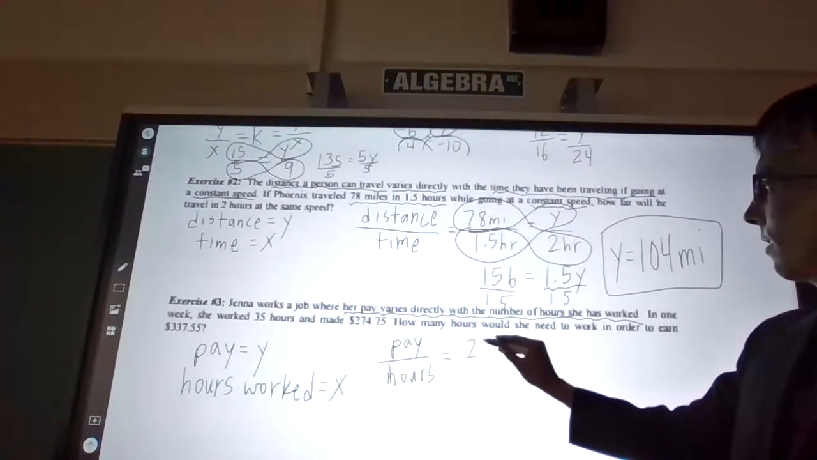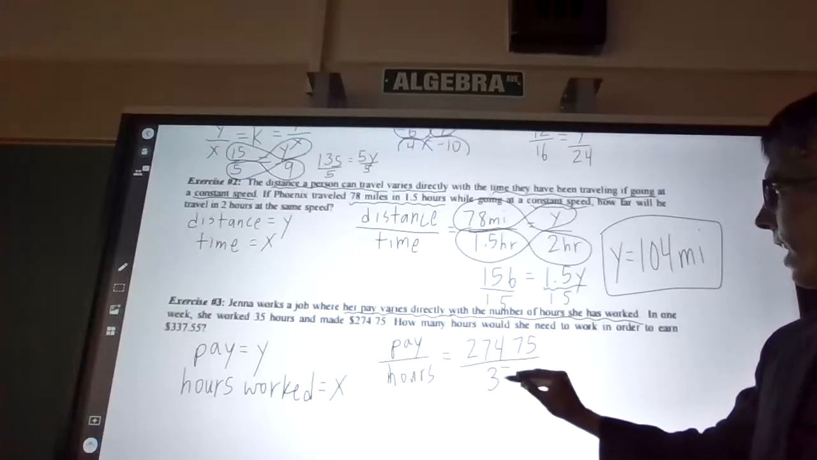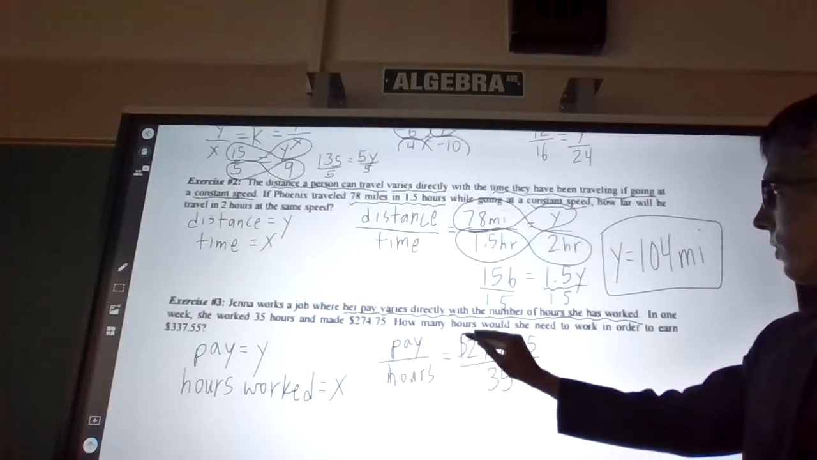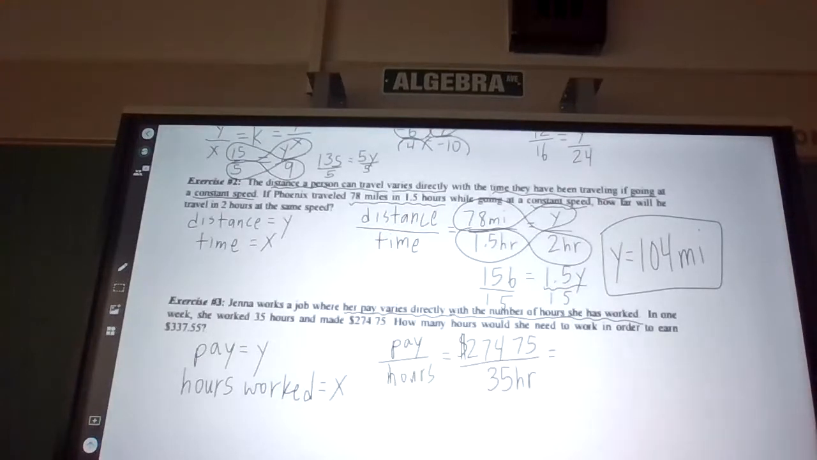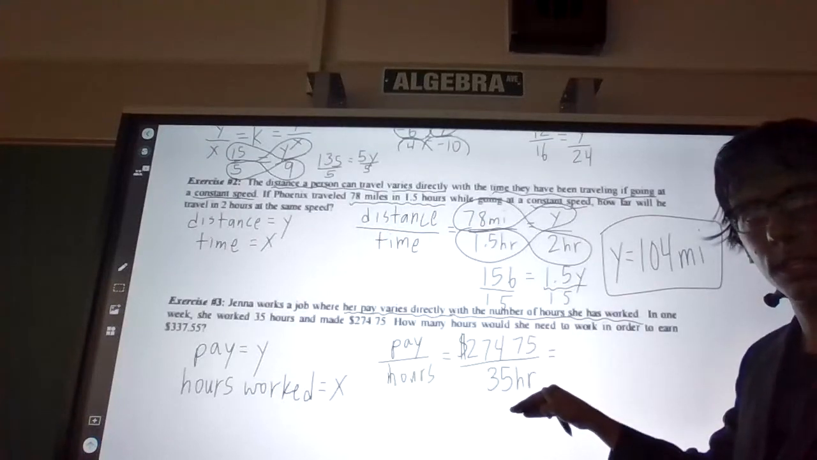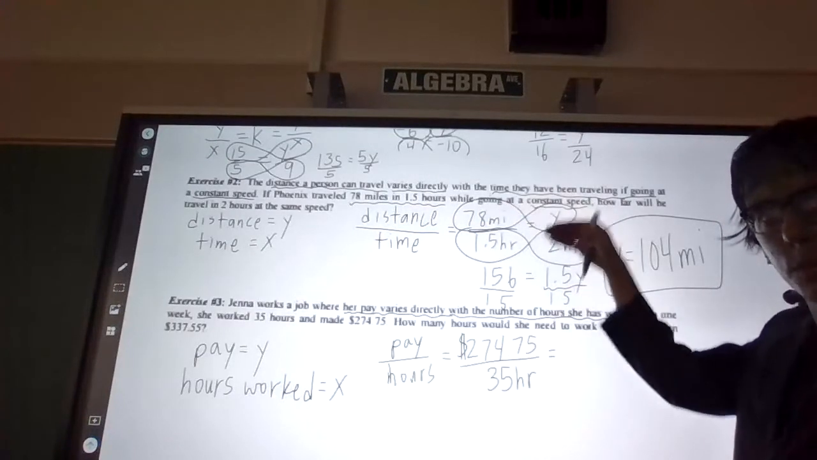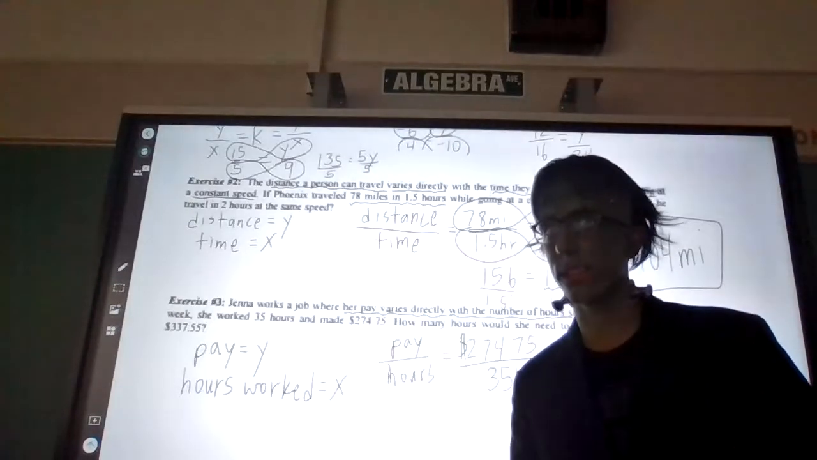All right, so we have 274.75 over 35. This is dollars. This is hours. So we're kind of setting up a rate here, right? Dollars per hour. Up here we had miles per hour. Okay, we're really working with rates.